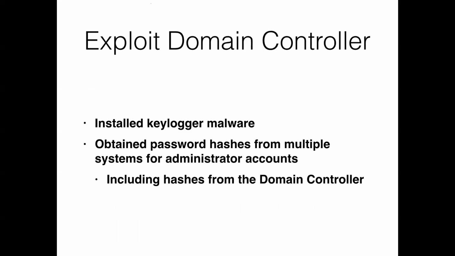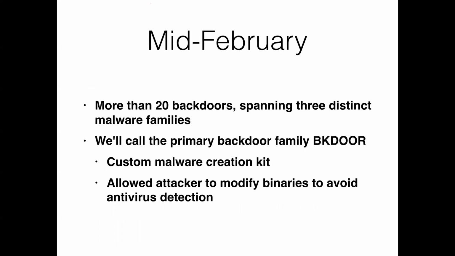So now they can exploit the domain controller, put on keyloggers, get password hashes, and get more and more information about real accounts. So by mid-February, they had 20 backdoors installed all over the place. And this is the point. When you have something go off like an antivirus alert, that probably doesn't mean you found the virus. It means there's probably all kinds of malware all over the place. And this is the first one you noticed.